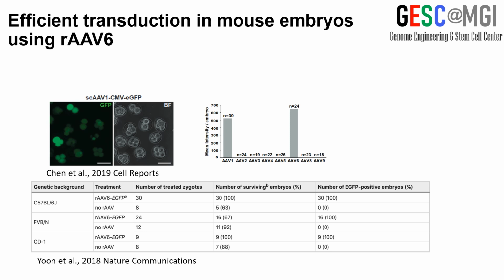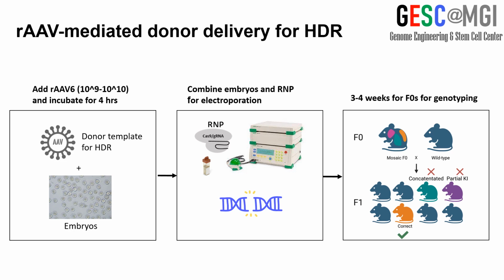And both of these studies also showed that when you electroporate CRISPR-Cas9 in the presence of AAV6, you can install large knock-in events pretty efficiently, and this circumvents the need for microinjection. So what the workflow looks like is a pre-incubation step of the embryos with the AAV that allows for delivery of that single-stranded donor template into the embryos.